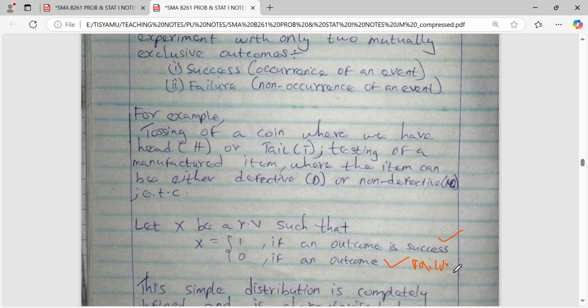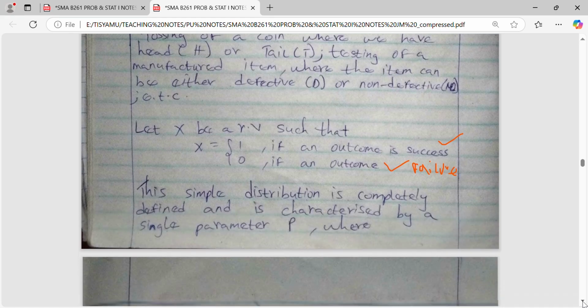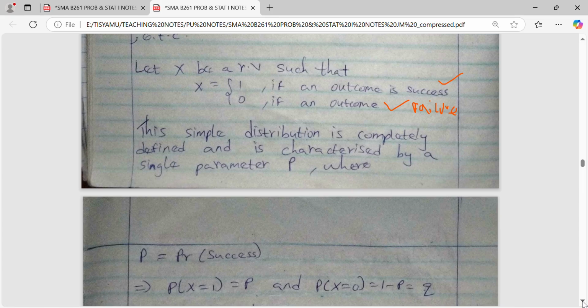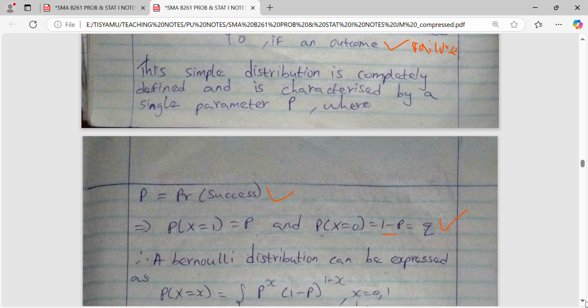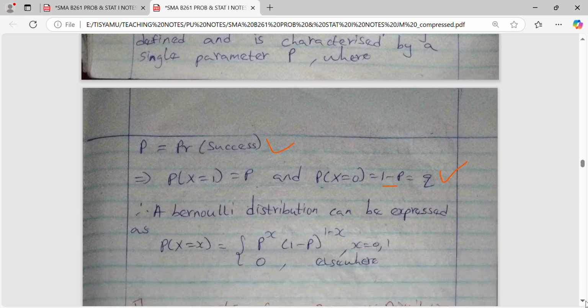So we want to come up with a distribution here, and we are saying the distribution is completely defined and characterized by a single parameter, which is p. p is the probability of success, and the opposite of that, which is the probability of failure, is given by 1 minus p, which we use the symbol q to represent. So in short, a Bernoulli distribution is given by the formula p raised to x times 1 minus p raised to 1 minus x, where x can either take the value 0 or 1, and 0 elsewhere.